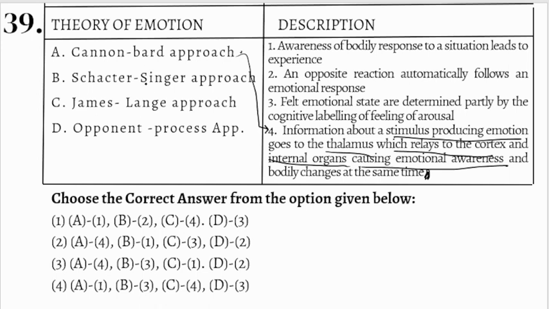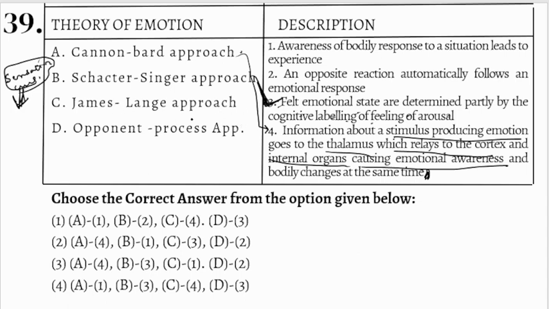Schachter-Singer approach. In the Schachter-Singer approach, our sensations and cues play an important role in the cognitive labeling of that particular emotion or physiological change that is experienced by us. So here the answer would be: felt emotional states are determined partly by the cognitive labeling of the feeling of arousal. So B will match to 3.